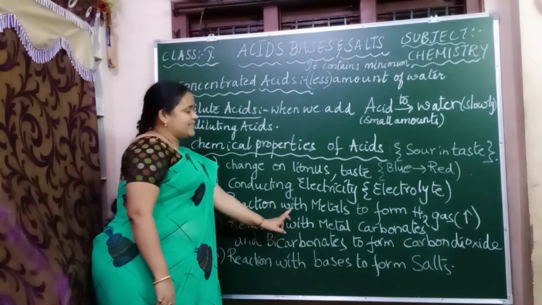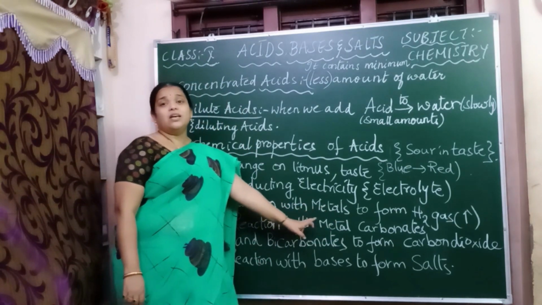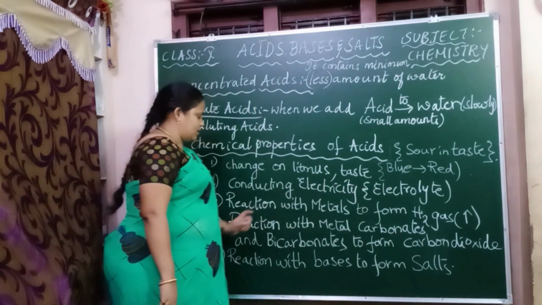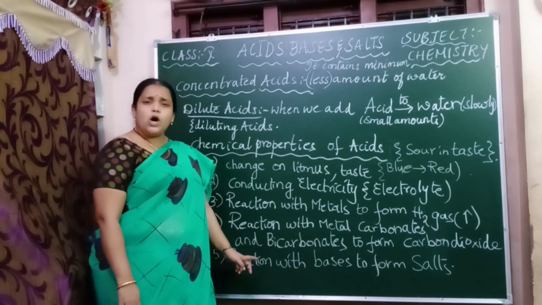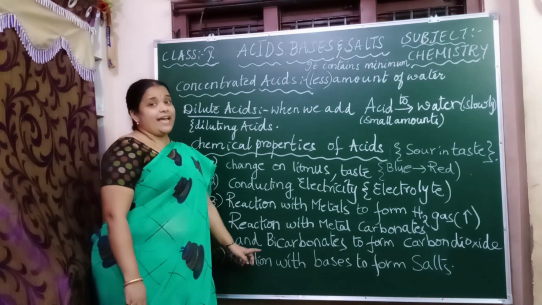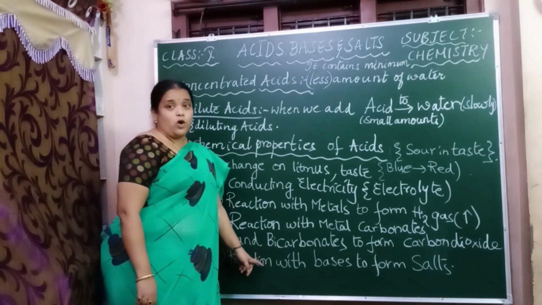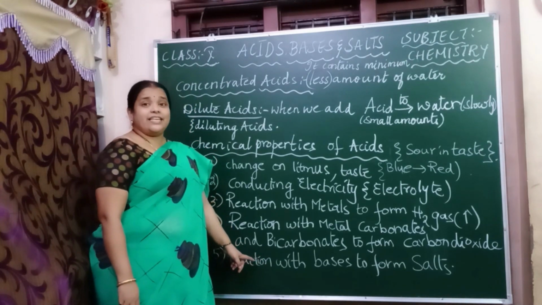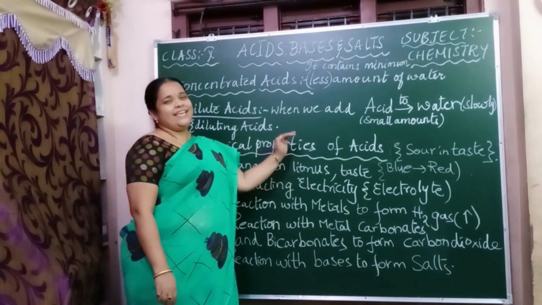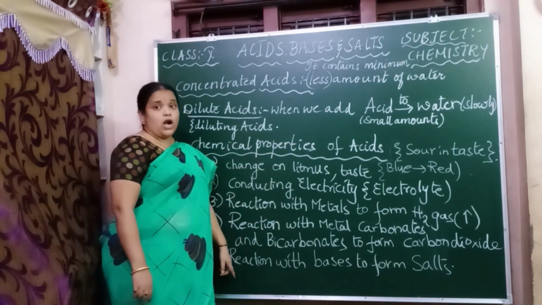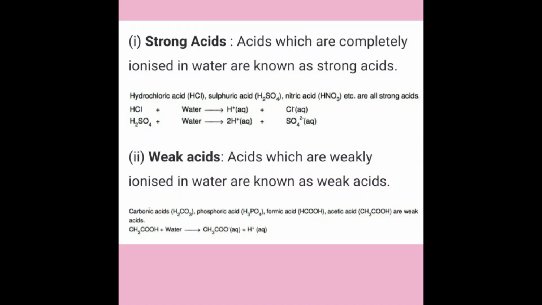Reaction of acids with metals. When acids react with metals, they form hydrogen gas. Reaction with metal carbonates and bicarbonates. What are metal carbonates and bicarbonates, children? Calcium hydroxide, calcium carbonate, calcium bicarbonate, that is Ca(HCO3)2. Let us learn all these reactions in detail in this part of the lesson. Last but not the least, acids react with bases to form salts.